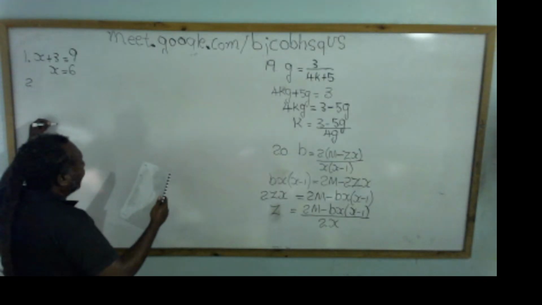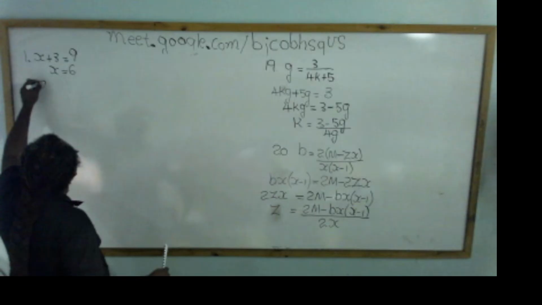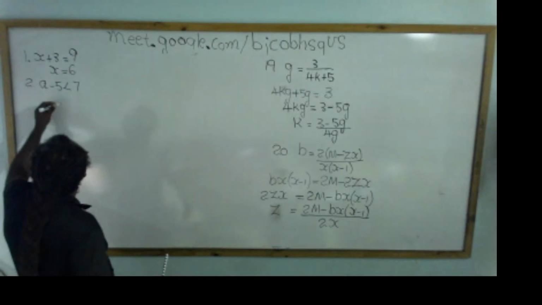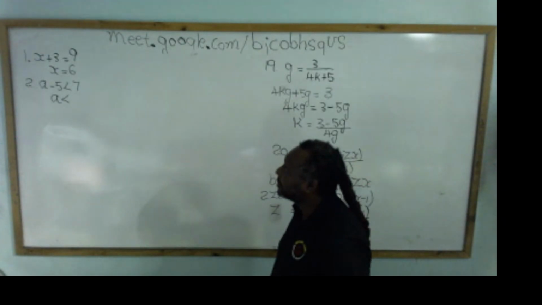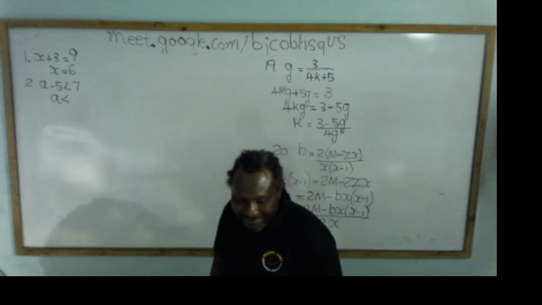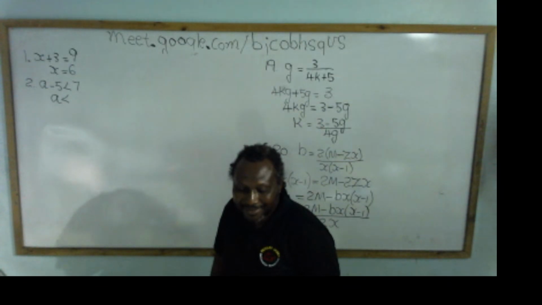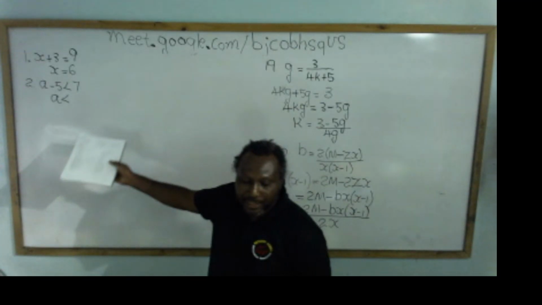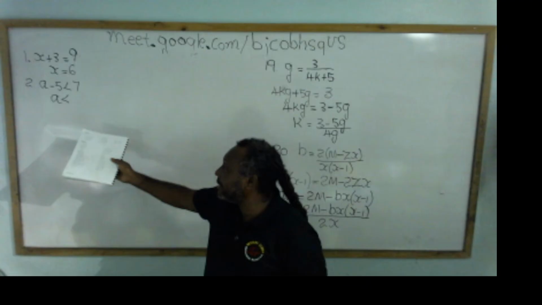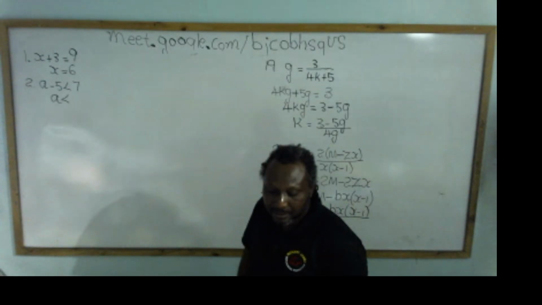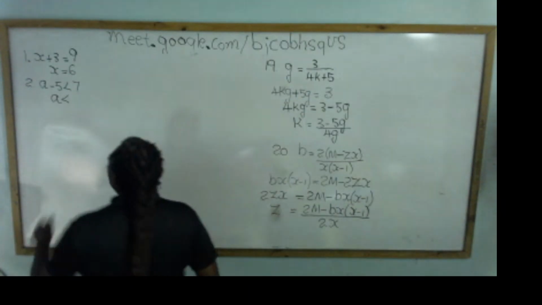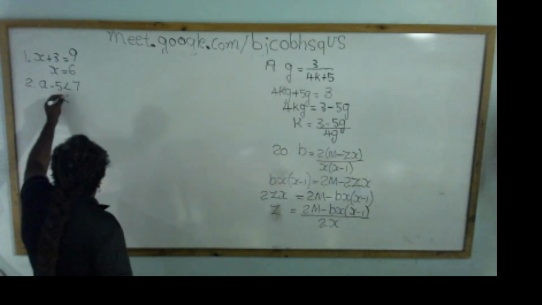A minus 5 is less than 7. So A is less than what? Of course, we are subtracting 5 there. We need to eliminate just the 5 in order to get the value of A. And the 5 is being subtracted, so we will add. So we have 7 plus 5, and that's 12.